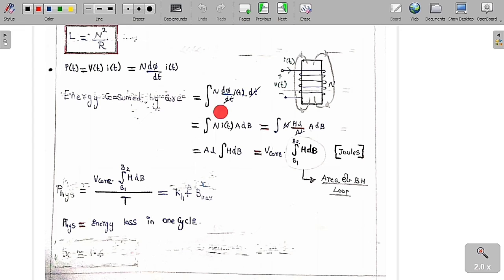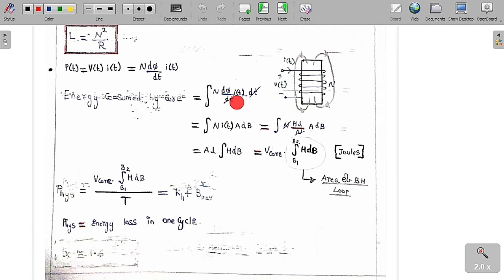So energy is equal to the integration of power with respect to time. Power is nothing but N d/dt into I of t, and power into dt is energy. So dt cancels, and we are going to get N I of t into flux.